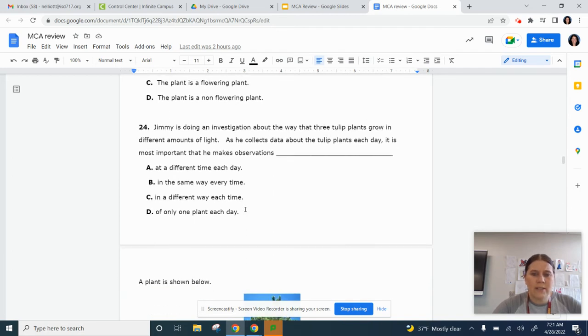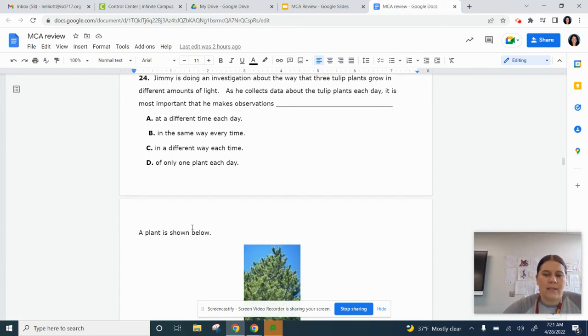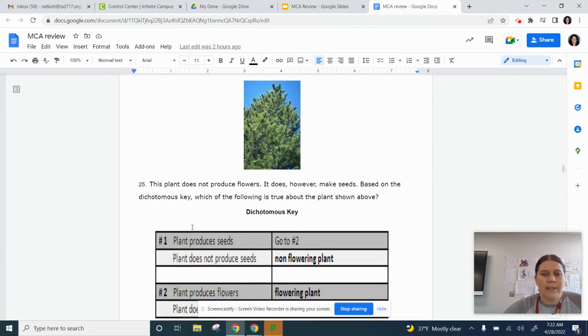Jimmy is doing an investigation about the way that 3 tulip plants grow in different amounts of light. As he collects data about the tulip plants each day, it is most important that he makes observations at a different time each day, in the same way every time, in a different way each time, of only one plant each day.